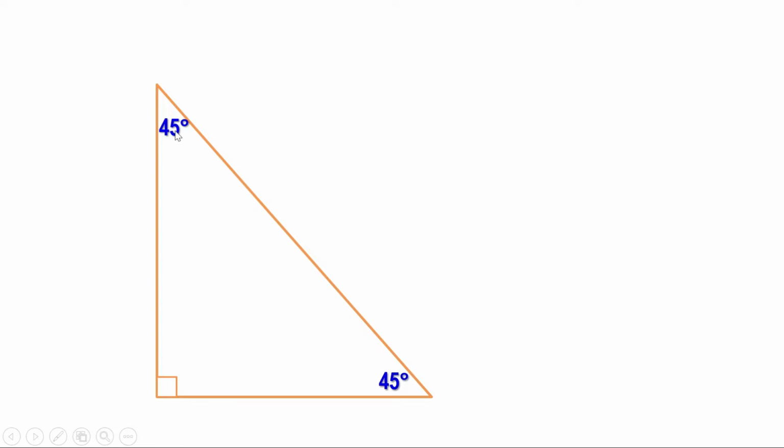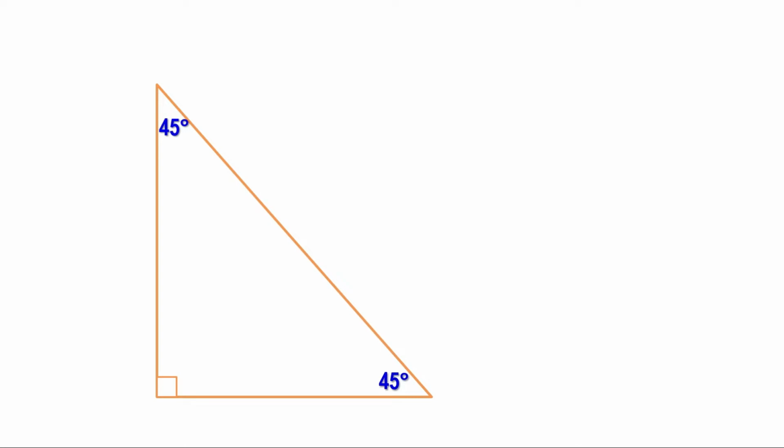Now look at the triangle. Two angles are equal. So it is an isosceles triangle. Already we have seen that it is a right angle triangle. Now we have seen that it is an isosceles triangle. So this triangle is called an isosceles right angle triangle. That means at the same time it is isosceles and right angled.